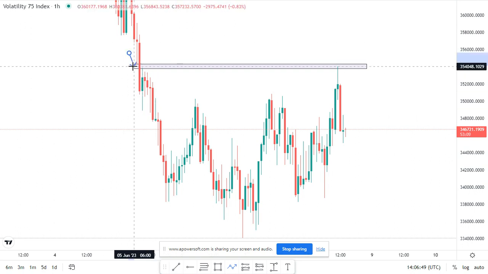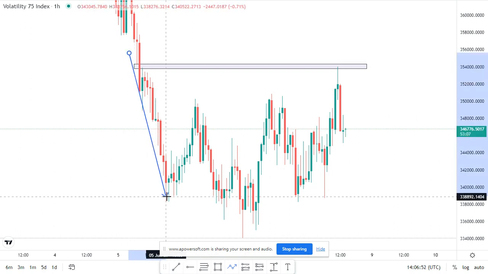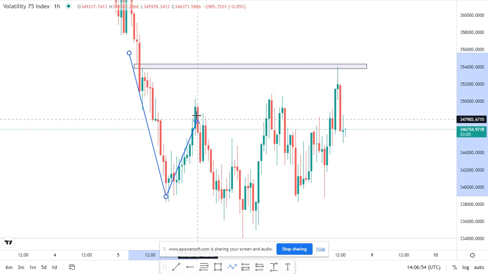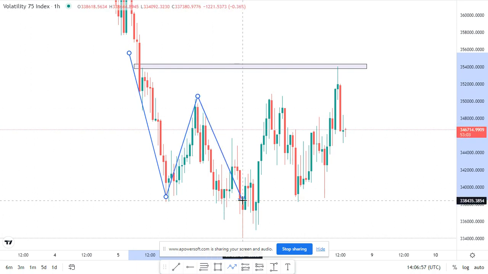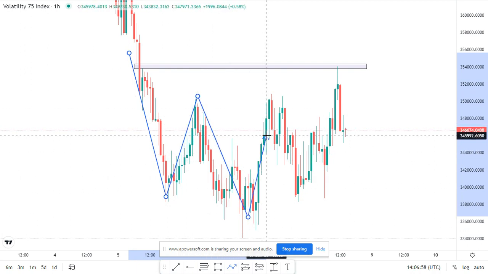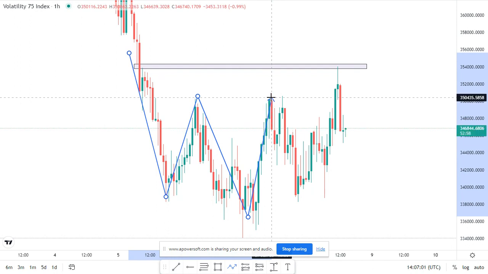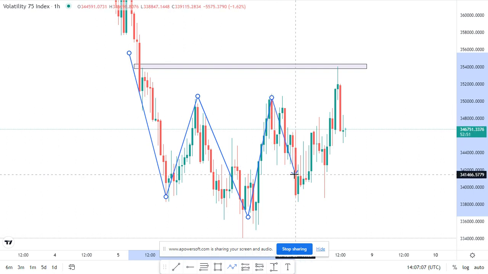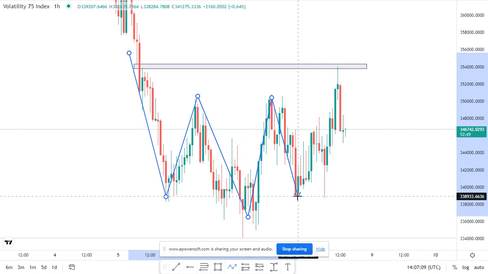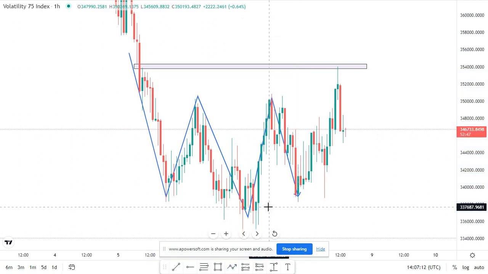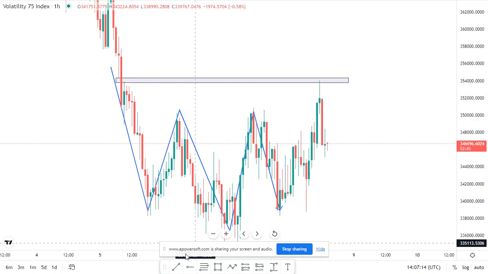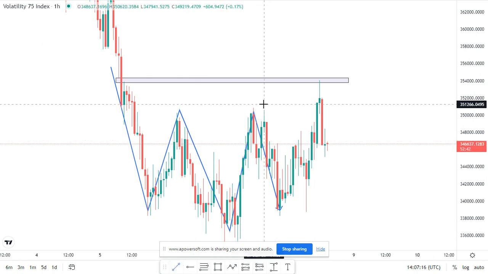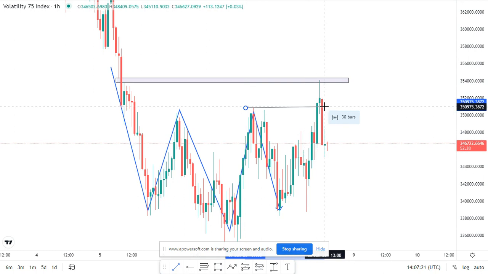As you can see, the market was making lower low, lower high, lower low, then tried to break this lower high and pushed to the downside. Now it pushes up and takes out this high.